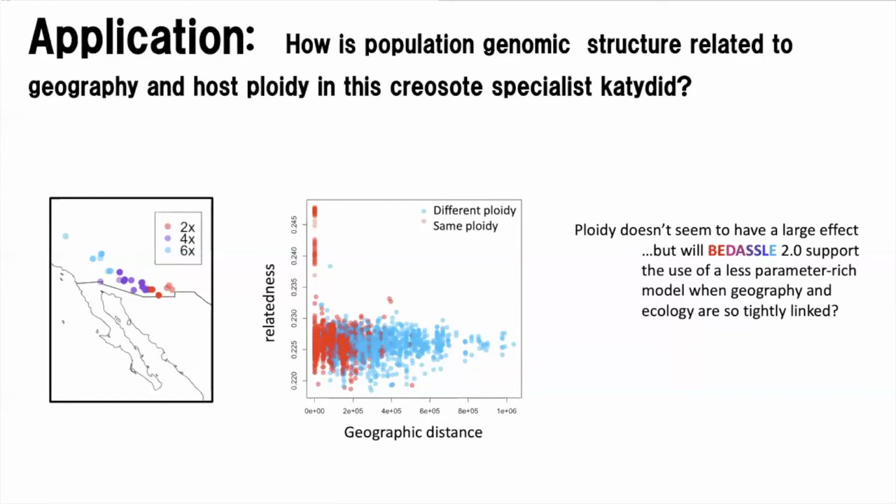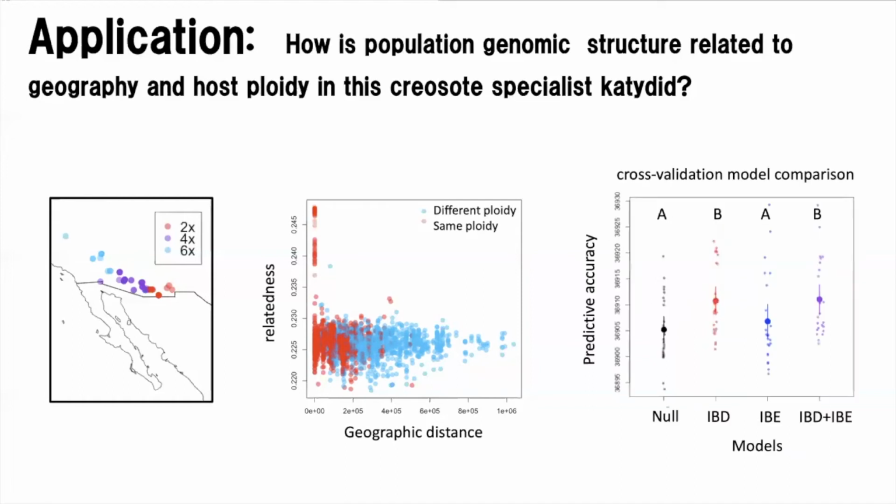So we want to know, though, if BEDASSLE can actually choose a less parameter-rich model, especially when the geography and the ecology are so tightly linked here. And what we find when we do the cross-validation model comparison is that, this is real data. There's a lot of noise here. And the effects are all very subtle, as you can see in the observed data.